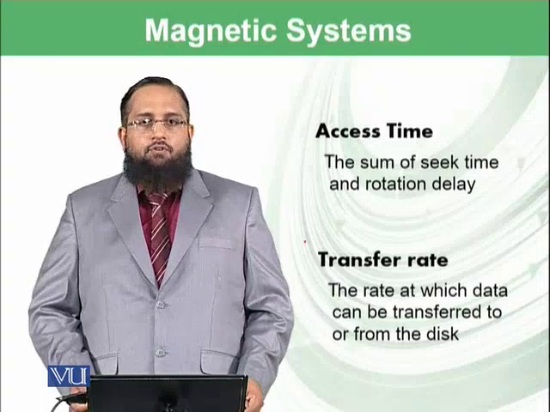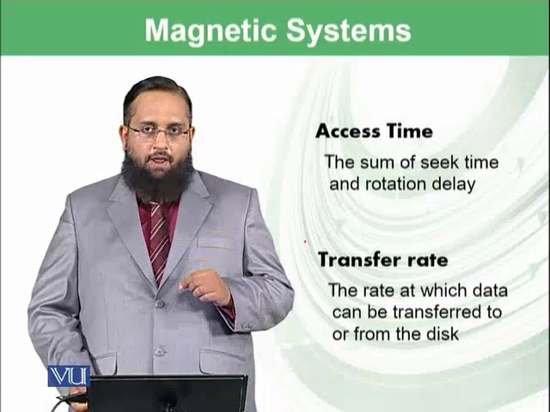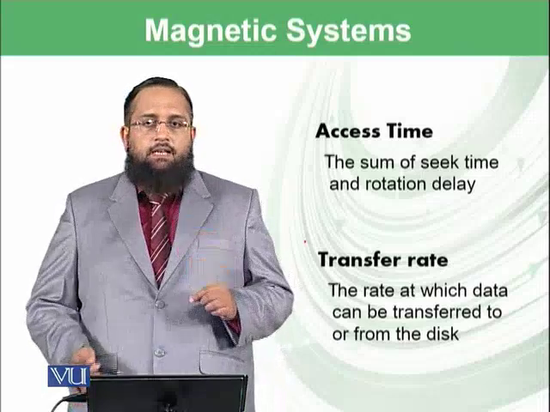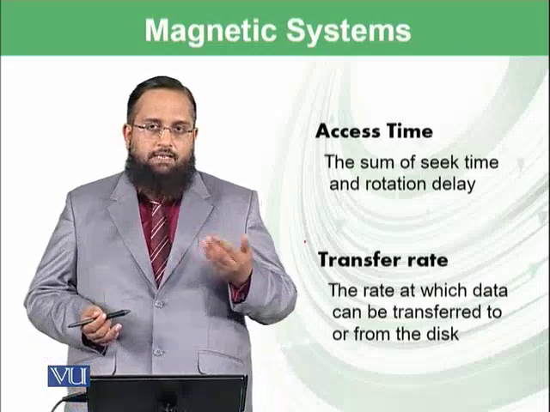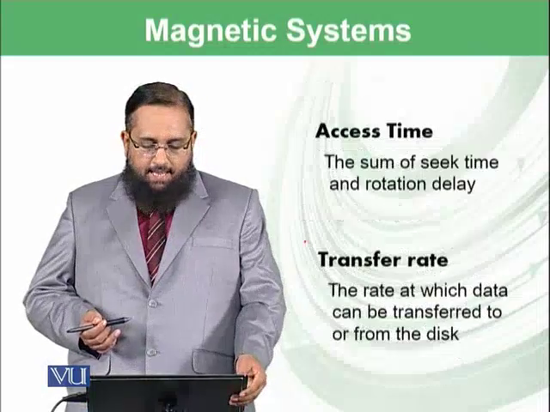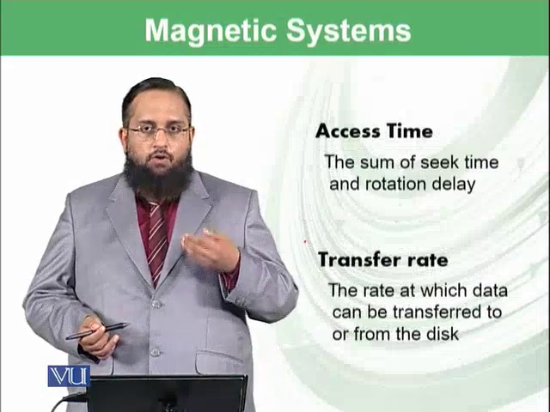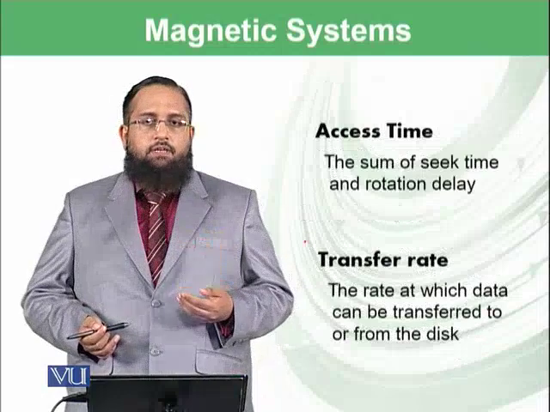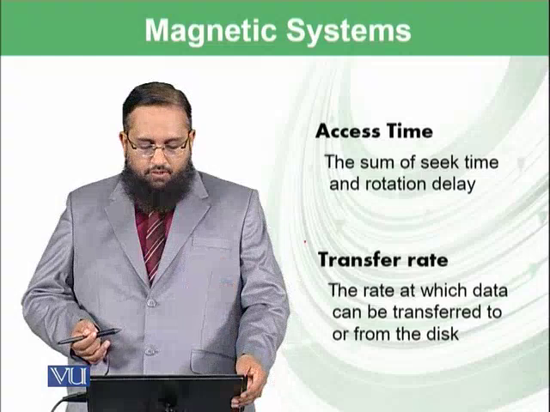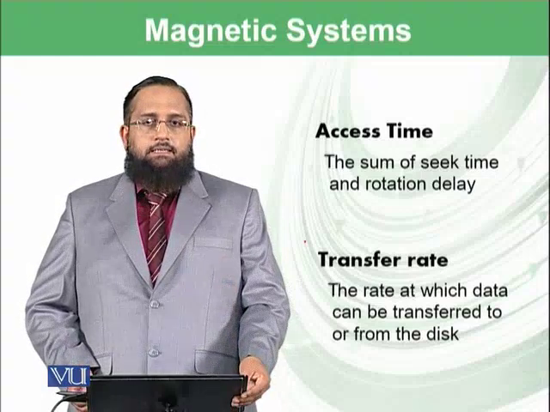And then there is the transfer rate. You have reached your particular track with the help of seek time, and then you have identified which data you want to fetch, that is your rotation delay, and then you want to transfer that data from the disk or towards the disk. That transfer time is known as transfer rate. This should also be lower so that your disk is considered better.